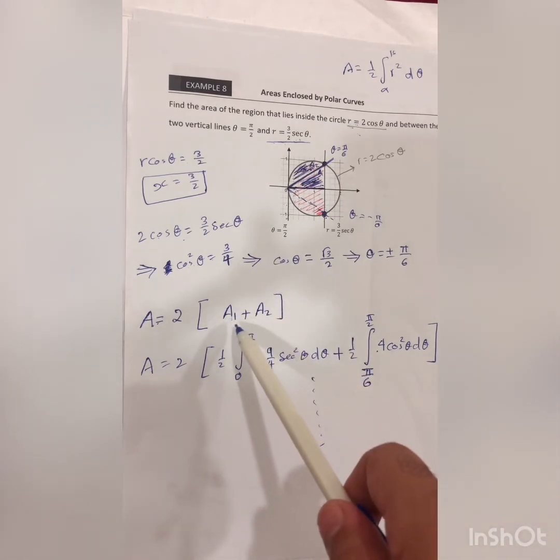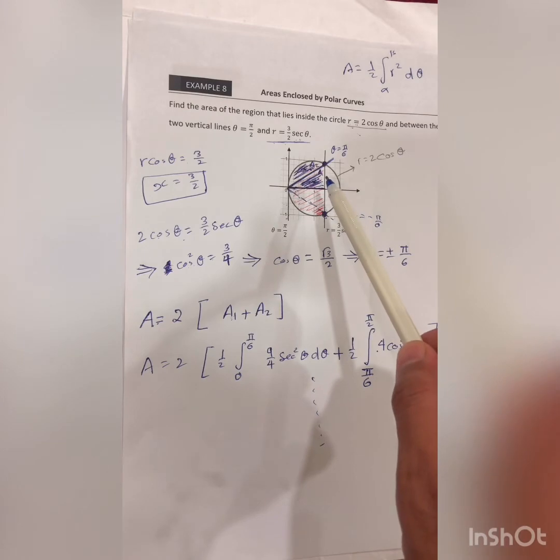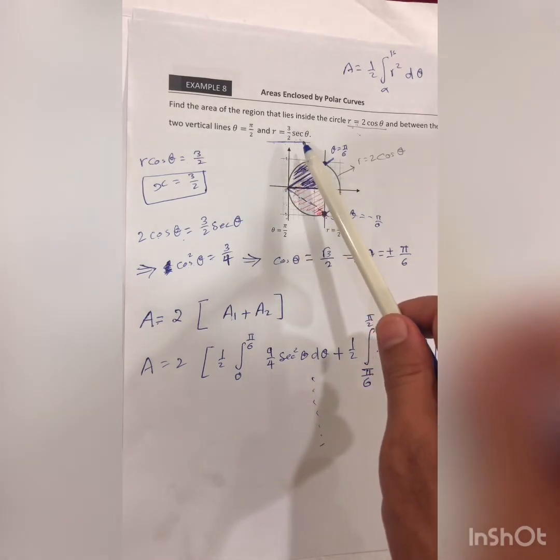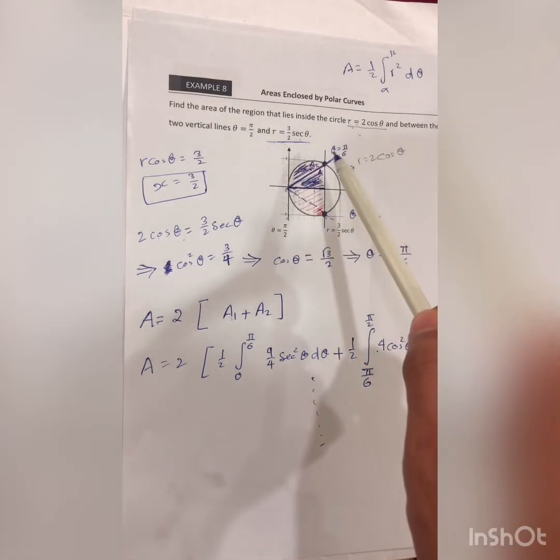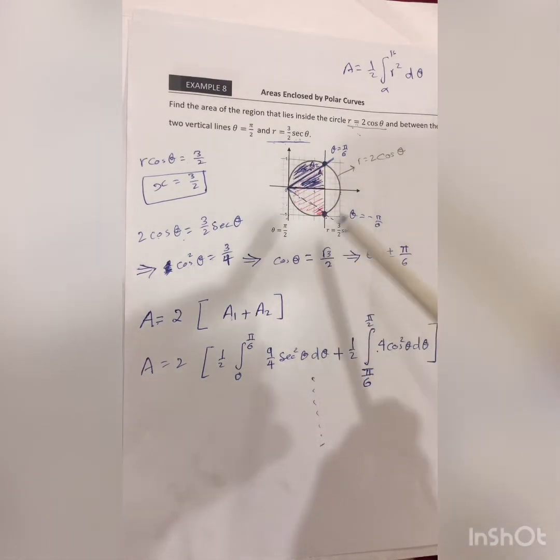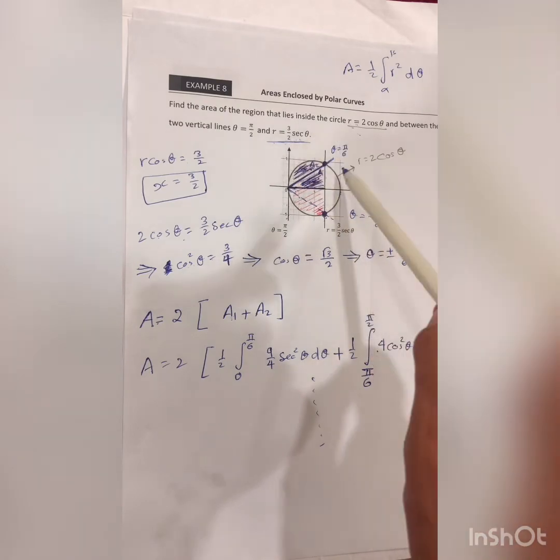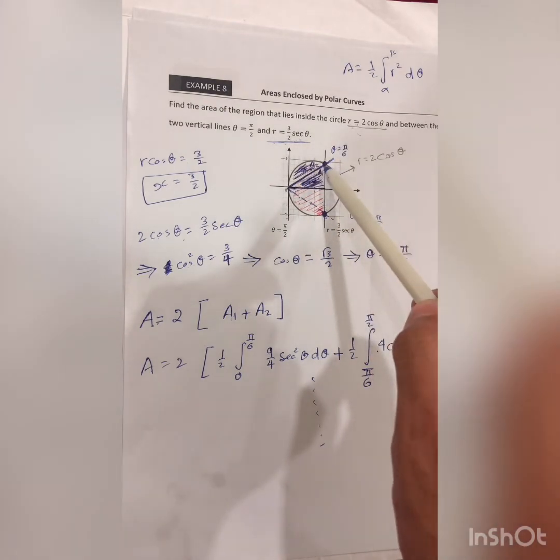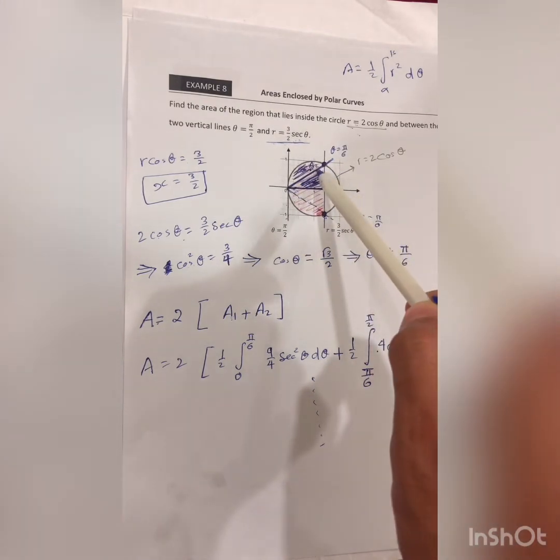The other remark, A1. We said that A1 is the area under the polar curve r equals 3/2 secant theta from 0 to pi/6. One might ask, why is it the area under the vertical line? Why is it not the area under the circle from 0 to pi/6?